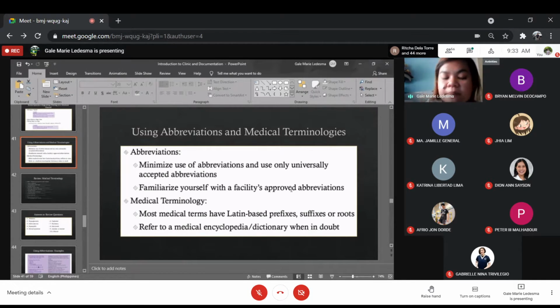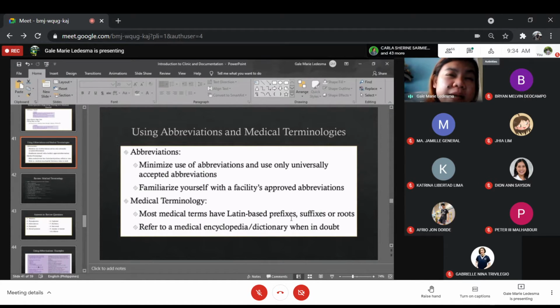Okay, na. So for the medical terminology, most medical terms have Latin-based prefixes, suffixes, or use. So, familiar na kamo sini, no, sa mga medical terms, kay very exposed na kamo to different ng mga medical terminologies. Diba? You actually use medical terminologies to patients, gani. So, amo na. So, refer to medical encyclopedia, dictionary when in doubt.